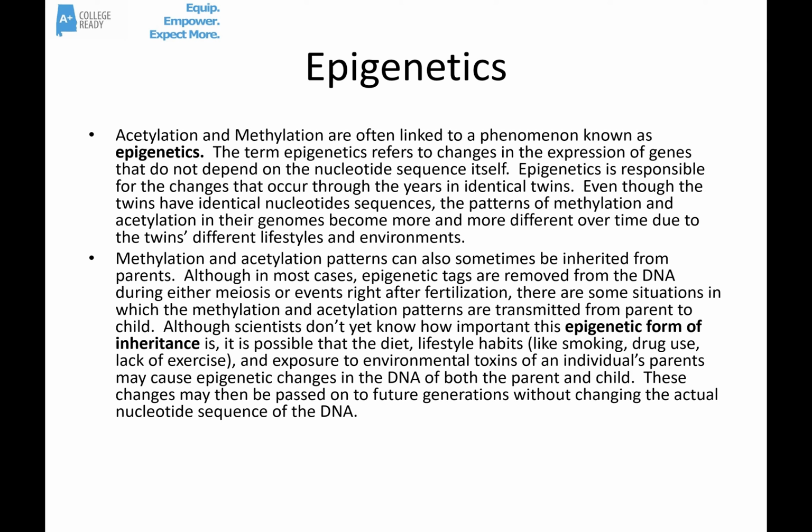But it seems there's a few cases where the methylation and acetylation patterns are actually transmitted from the parent to the child. Scientists don't understand how important yet this is in humans, but it is possible that the diet, the lifestyle habits, and the exposure to certain toxins in the environment of your parents can actually be passed on and affect changes in the child's DNA and your DNA. And that's kind of scary. But we're learning more and more about epigenetics. It's an intense field of research right now.